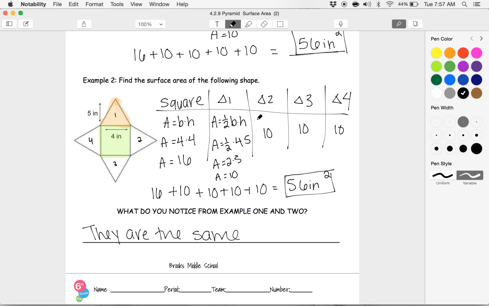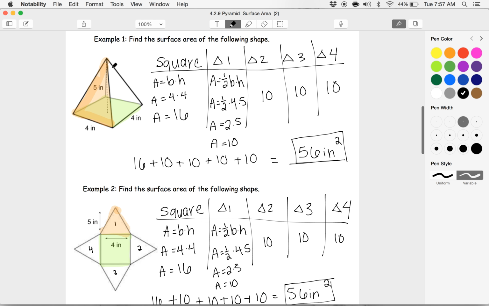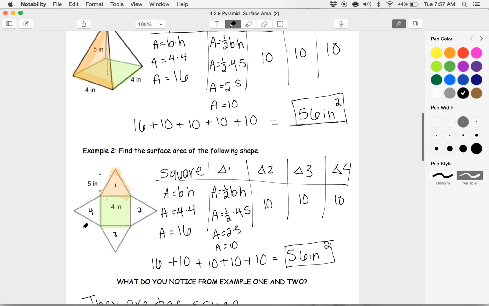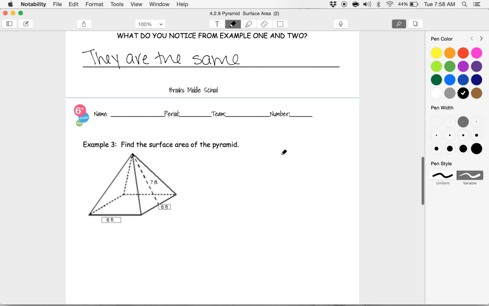And the reason they're the same is because if I was to take this and take scissors and cut along these lines, and if I was to lay it flat, it would look like this. This is what we call a net. If we were to cut along those lines and lay it flat, I'm going to end up with this guy here. So this is just another way to think of that. You can really see those 4 triangles pretty clearly.